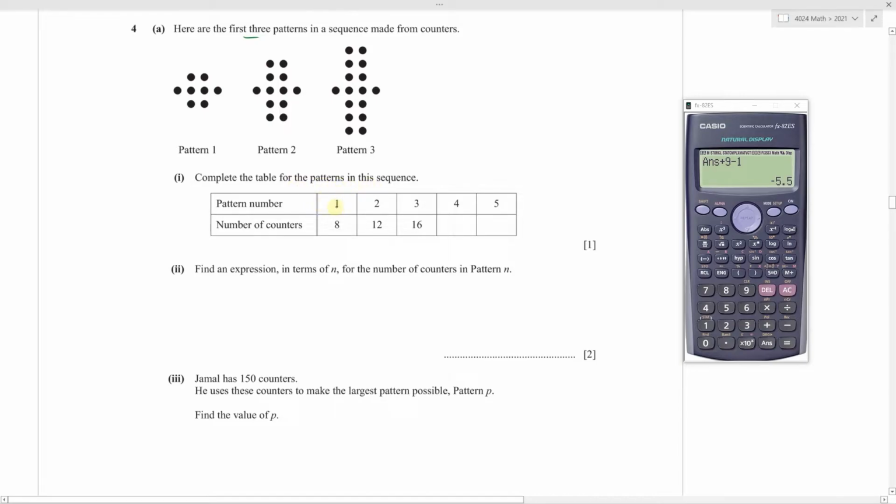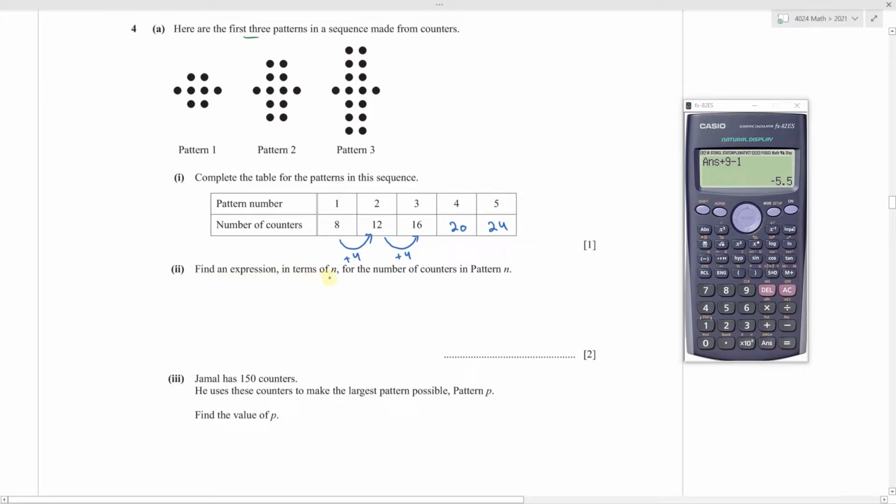So you have pattern number 1. They are made from 8 counters. 6 plus 2, 8. Pattern number 2 is made out of 12. Pattern number 3 is 16. So you have to write the number of counters in pattern number 4 and 5. So if you look at this sequence here, each time you are adding 4. 8 plus 4, 12. 12 plus 4, 16. So 16 plus 4, 20. And 20 plus 4, 24.